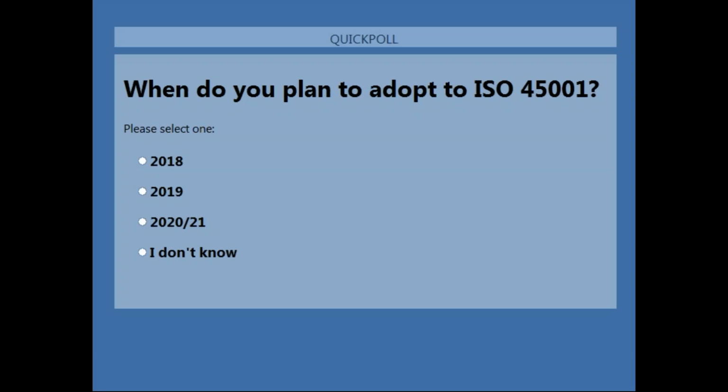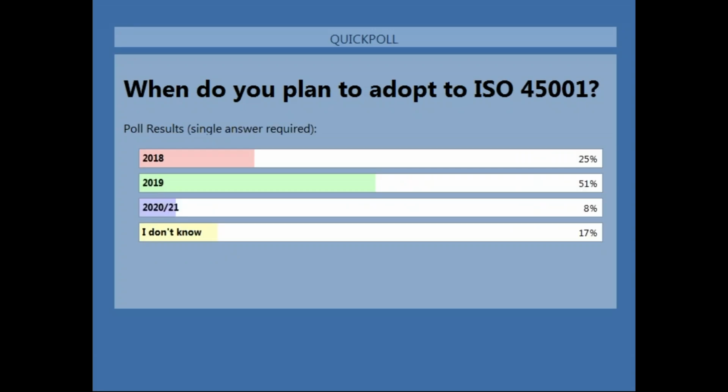Are you still deciding? Okay, let's have a look at the results. Wow, so it's looking like a majority are planning to adopt next year in 2019, with 51%. Then next in line is 2018. We've got 25% of you looking to adopt then, and then quite a few still not sure about when you're looking to progress, and then 8% after that. So it looks like next year is going to be busy.